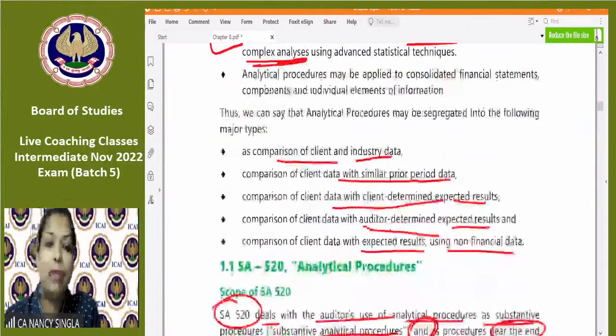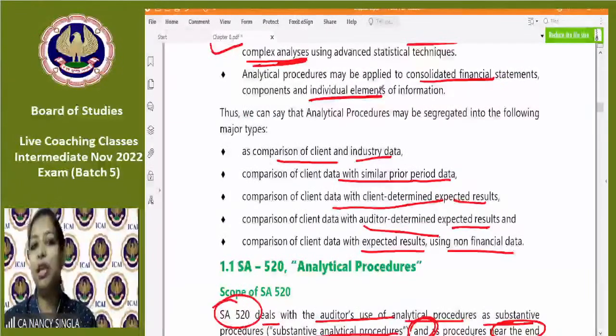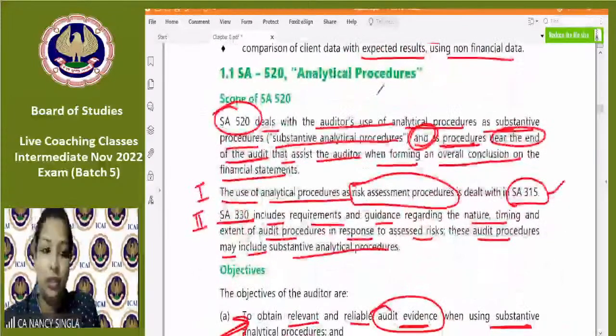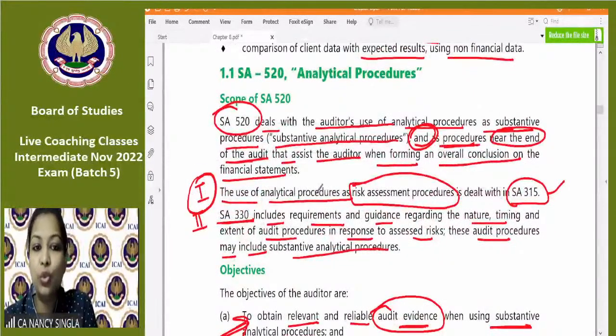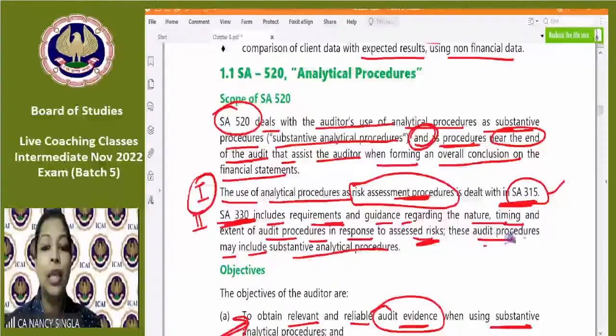And it can be used for consolidated financial statement पर भी आप apply कर सकते हो और individual elements of information like wages and sales का comparison. So individual elements, ठीक है? Scope. So I have asked you to read this first. The use of analytical procedure as risk assessment procedure is dealt in SA 315. SA 330 includes requirements and guidance regarding nature of other audit procedure in response to assessed risk. तो पहले तो क्या बताया कि SA 330 क्या बताता है? These audit procedure may include substantive analytical procedures.